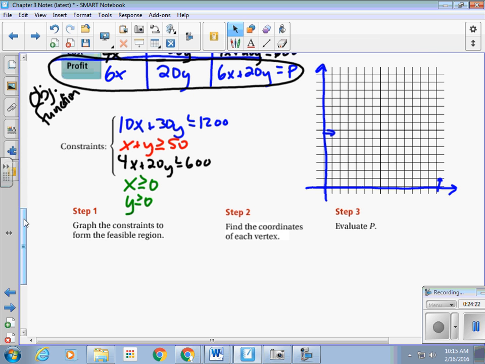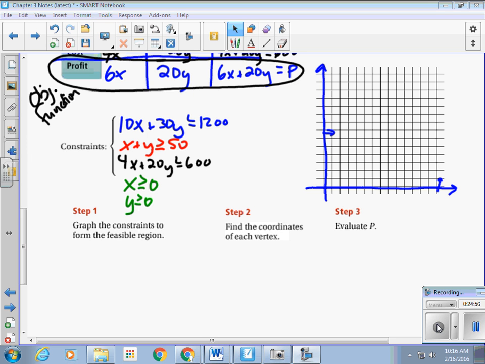So the next thing we have to do is solve these equations for y so we can graph them. The other alternative is to put in the intercepts and graph based on intercepts. Okay, so what we're going to do is graph these. Now, if you want to solve them for y and graph the y-intercepts and the slopes, that's fine, and that's definitely a good method. I'm going to show you the intercepts method.